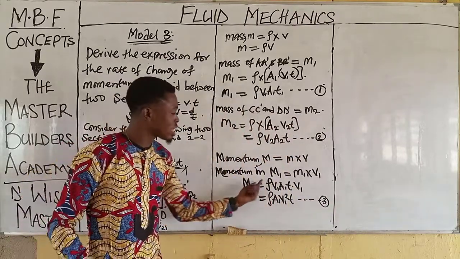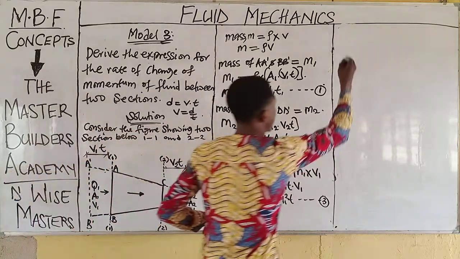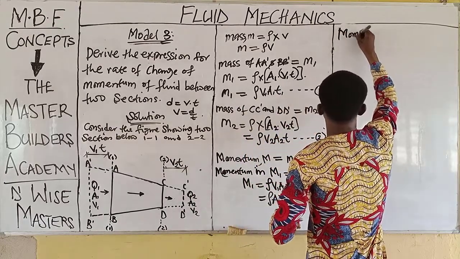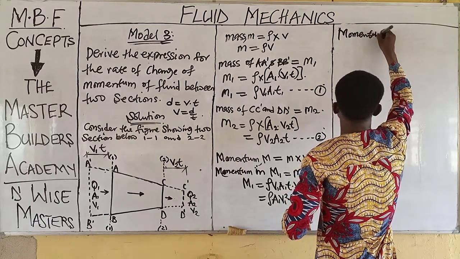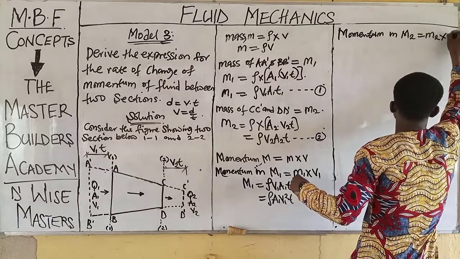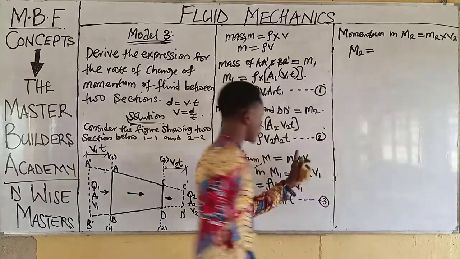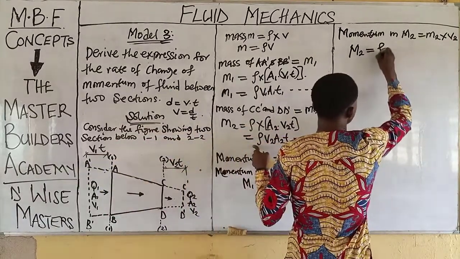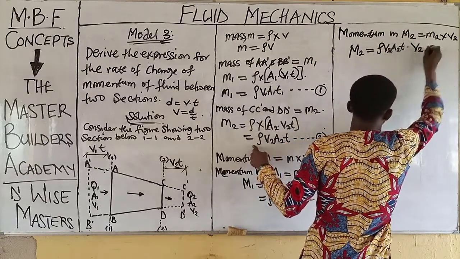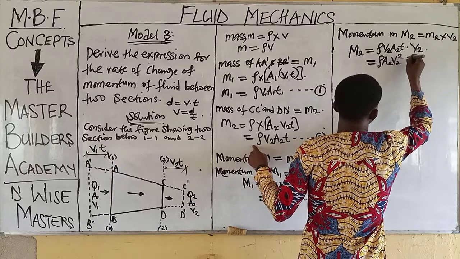Similarly, we will equally obtain the momentum in section 2. So we will call that M2. Now we have this to be what? Momentum M2 would have given us mass 2 multiplied by velocity 2. Therefore, the momentum in section 2 will be equal to, what is mass 2? From equation 2, mass 2 is density, volume 2 multiplied by area 2 multiplied by T, then multiplied by this second velocity. And when we multiply this out, we have rho A2 V2 squared T.